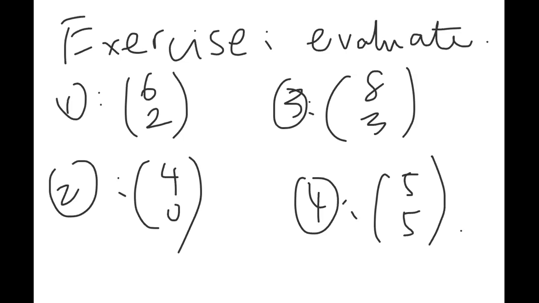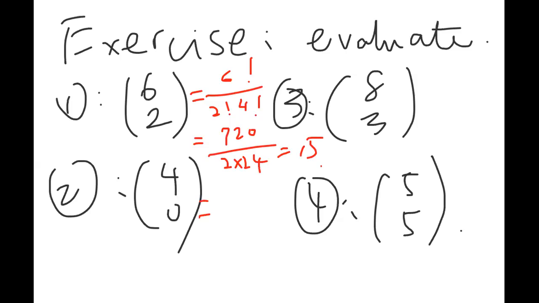Let's go over this. 6 choose 2 by formula is 6 factorial divided by 2 factorial times 4 factorial, which is 720 divided by 2 times 4 factorial, which is 24. That gives 15.